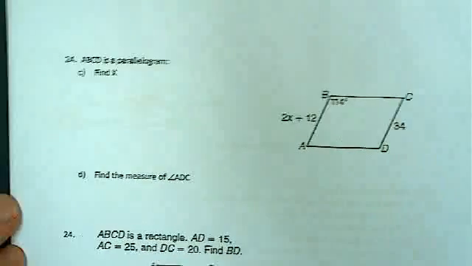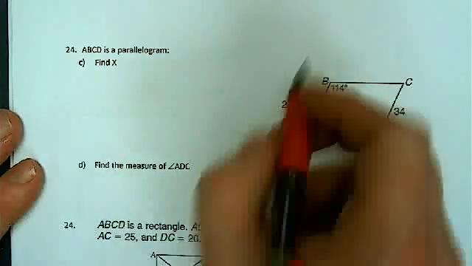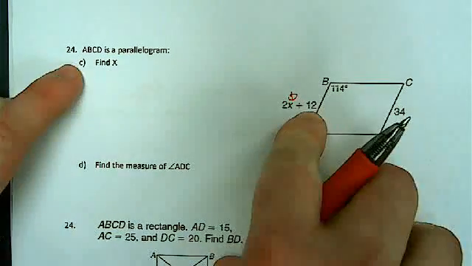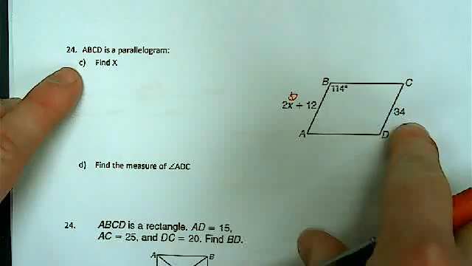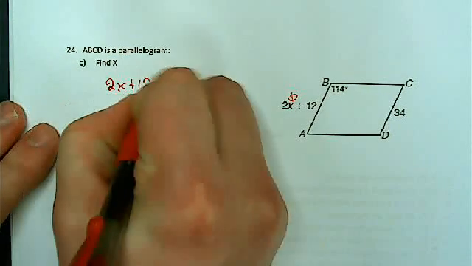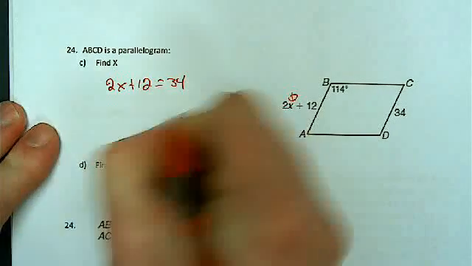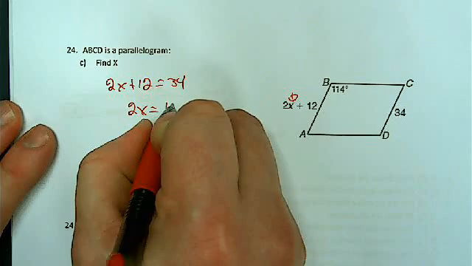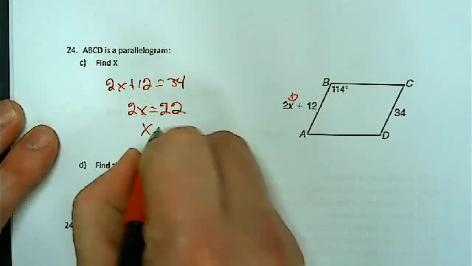In this problem, it says find x. Okay, it's right there. Just kidding. It's a parallelogram, so these opposite angles are going to be the opposite sides of the same measurement. So 2x plus 12 is equal to 34. Subtract 12 from both sides gives me 2x is equal to 22, or x is equal to 11.